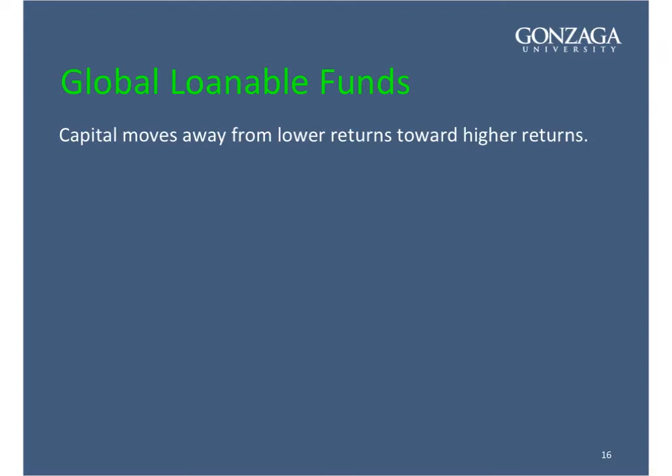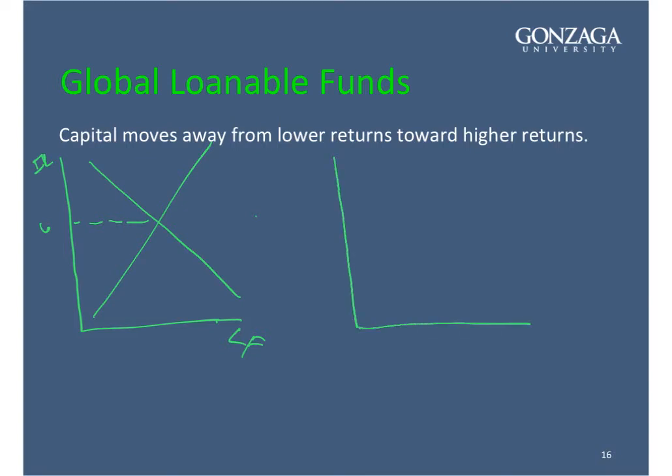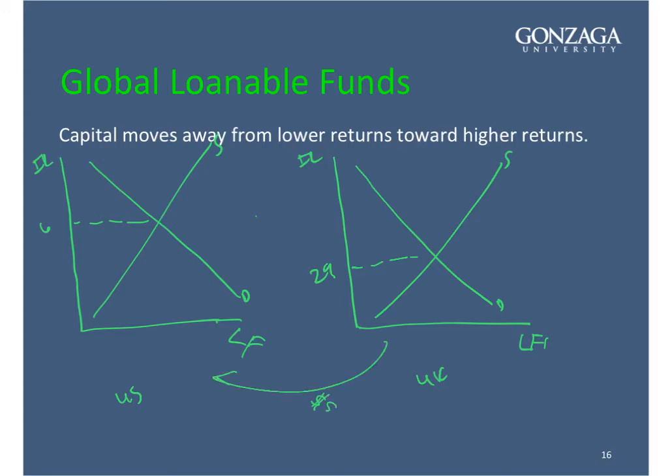So what happens in the US is the capital, our savings, or savings in general, not necessarily US savings, we started up here at 6%. And then over here, loanable funds again, interest rates. This is the US. This is the UK. And the savings in the UK was much lower, 2%. So what's going to happen is money is going to go from the UK capital into the US.